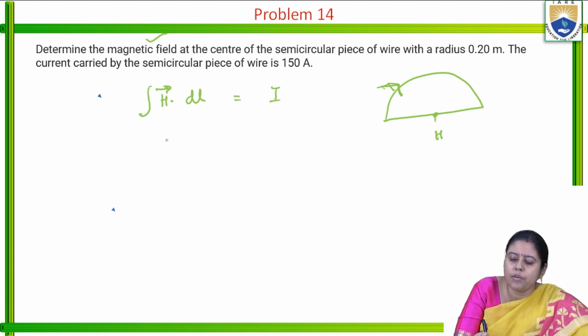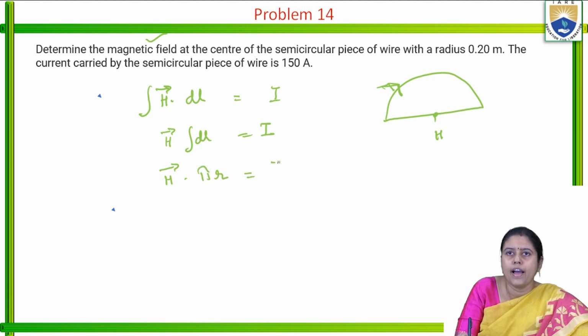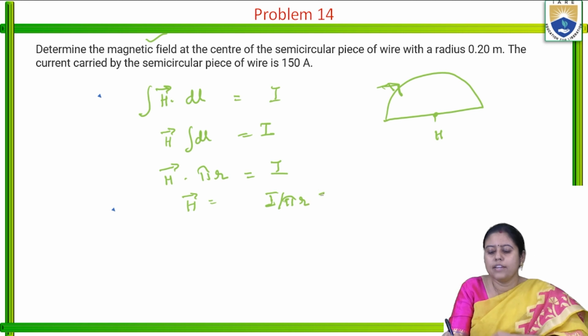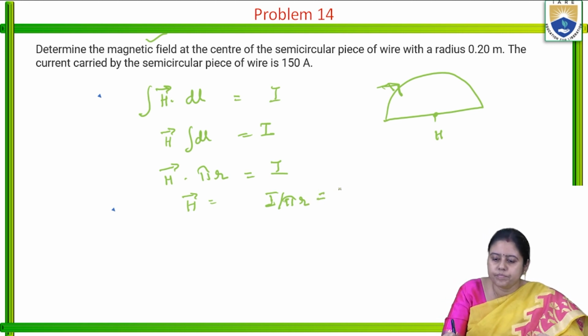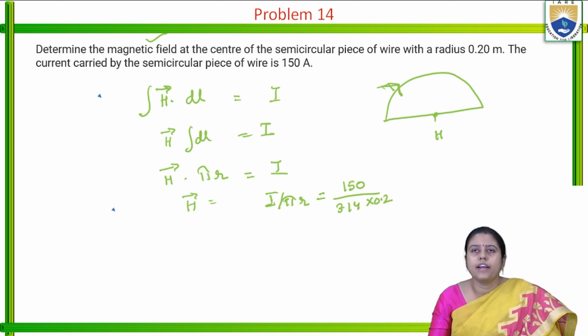So what is the value of H? We can write H is equal to I by dl. For a full circle, this is 2 pi r. But for the semicircle, the value is coming as H times pi r is equal to I. So what is H? H is equal to I by pi into r. What is I? I is nothing but the 150 ampere by 3.14 into radius 0.2 meter. So if we calculate the formula, we will get the value for the semicircular piece.